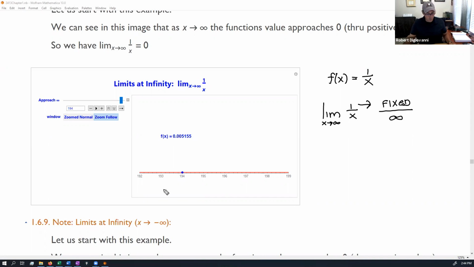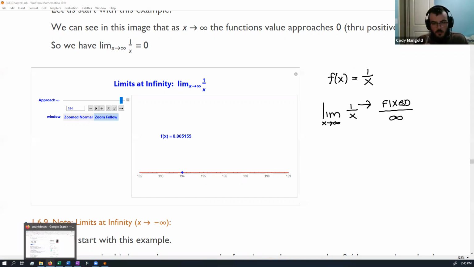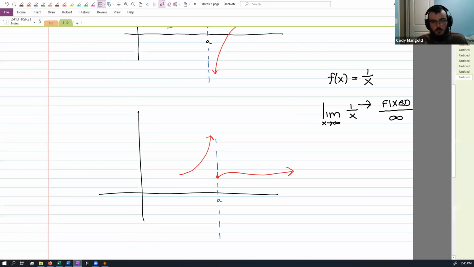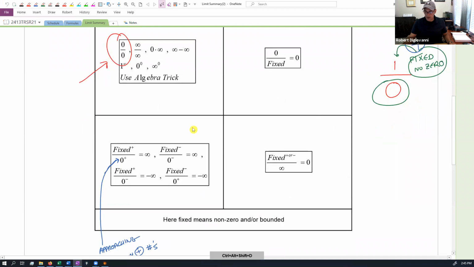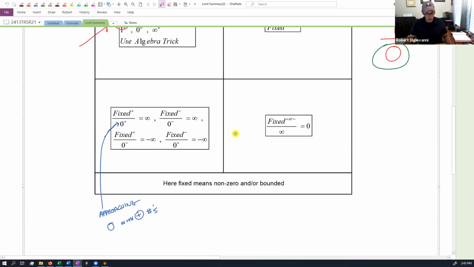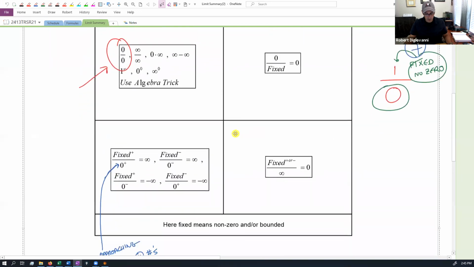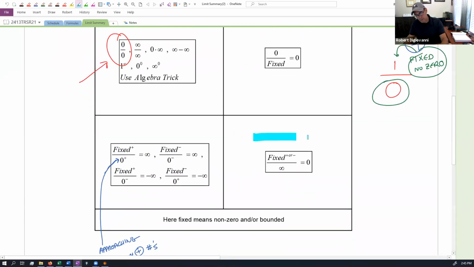So that's the only difference. One is an infinitely bigger number. The other one is we're approaching no number, a 0. That's right. So if we go back to this summary that I have here, what I'm talking about now is this bottom corner scenario.